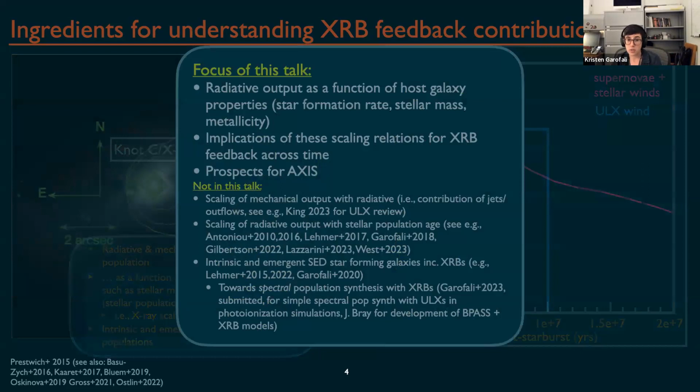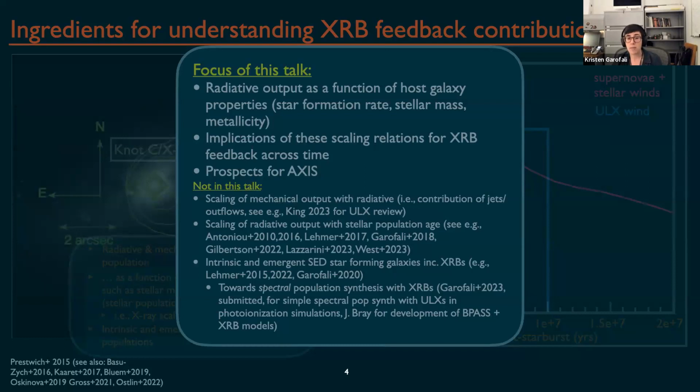And so the focus of this talk in particular will really be on the things that I, as an observer, think are sort of easiest at present for us to actually measure for X-ray binary populations. And that is the radiative output as a function of the host galaxy properties. So in particular, the host galaxy star formation rate, stellar mass, and metallicity. And that gives us what we call the X-ray scaling relations for X-ray binaries.